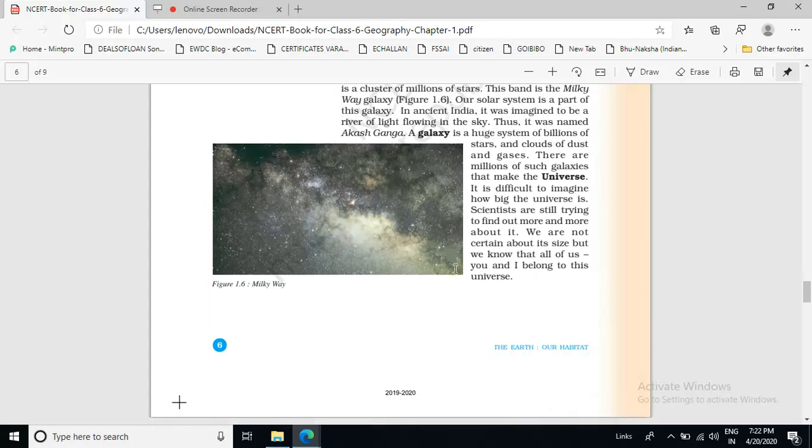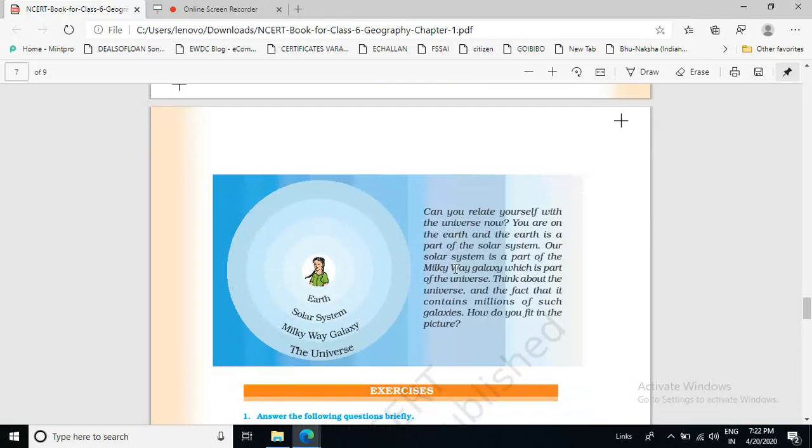So you can see in this picture that we, the human beings, you and I, are living on the earth. The earth is a part of the solar system. The solar system is a part of the Milky Way Galaxy, and the Milky Way Galaxy is a part of the universe. In the universe, there are so many galaxies. So you can relate yourself with the universe now.